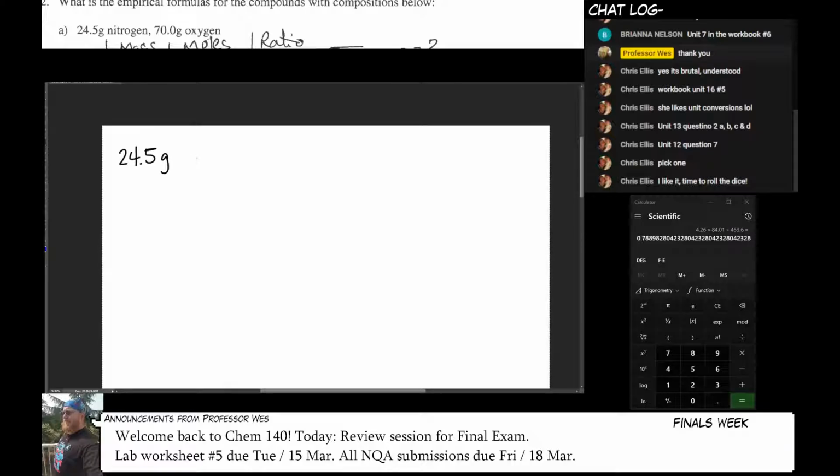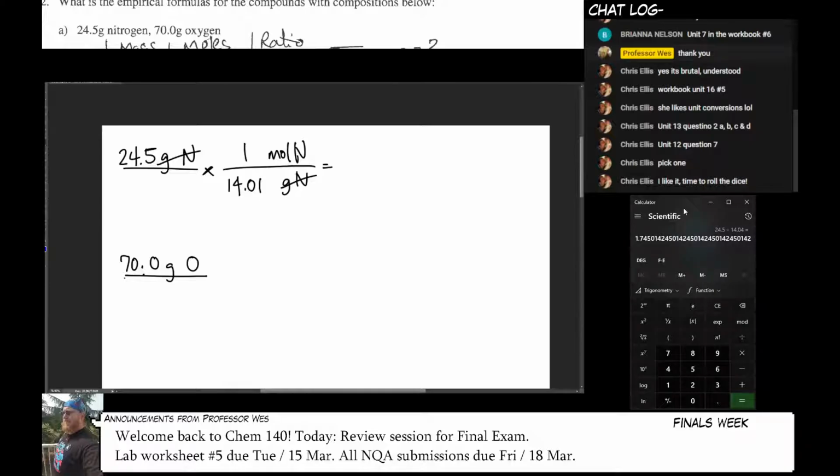So 24.5 grams of nitrogen and 70 grams of oxygen. All right. So we want the empirical formula of this substance that has this amount of stuff in here. Remember, the first step to doing that is you want to turn it into moles. So a mole of nitrogen is 14.01 grams. So how many moles would that be?